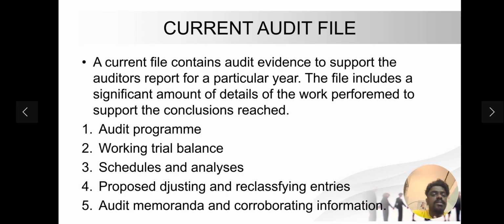So the auditor, while preparing the current audit file, must cross-reference between the two files to show whether information can be found in the permanent file. Any superseded drafts of audit working papers and financial statements, copies of documents corrected for typographical or other errors, and duplicates of documents should not be included in audit files. So this is about the current audit file.